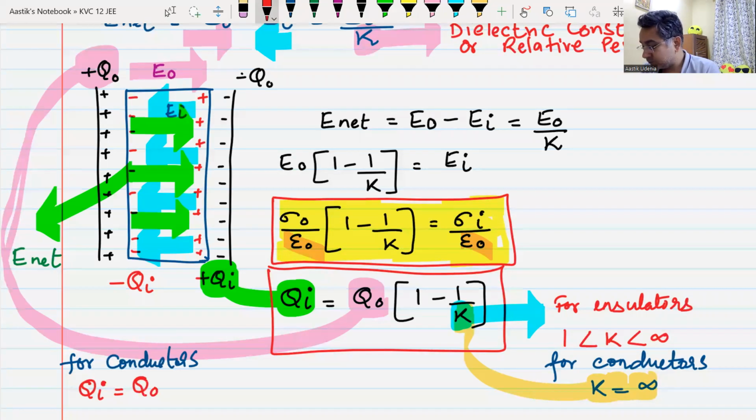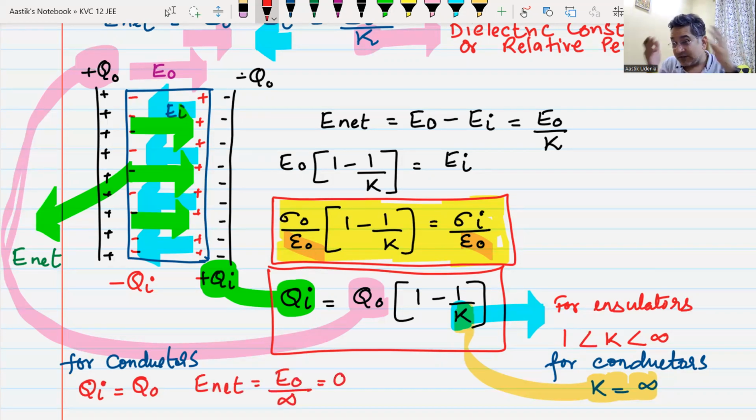Yes, sir. So whatever charge is there on the original capacitor plate, the same charge comes but negative on the same plate. Do you remember? If this plate has positive, this will become negative. See, same thing coming now. And your E net becomes E naught by infinity, so it becomes 0.